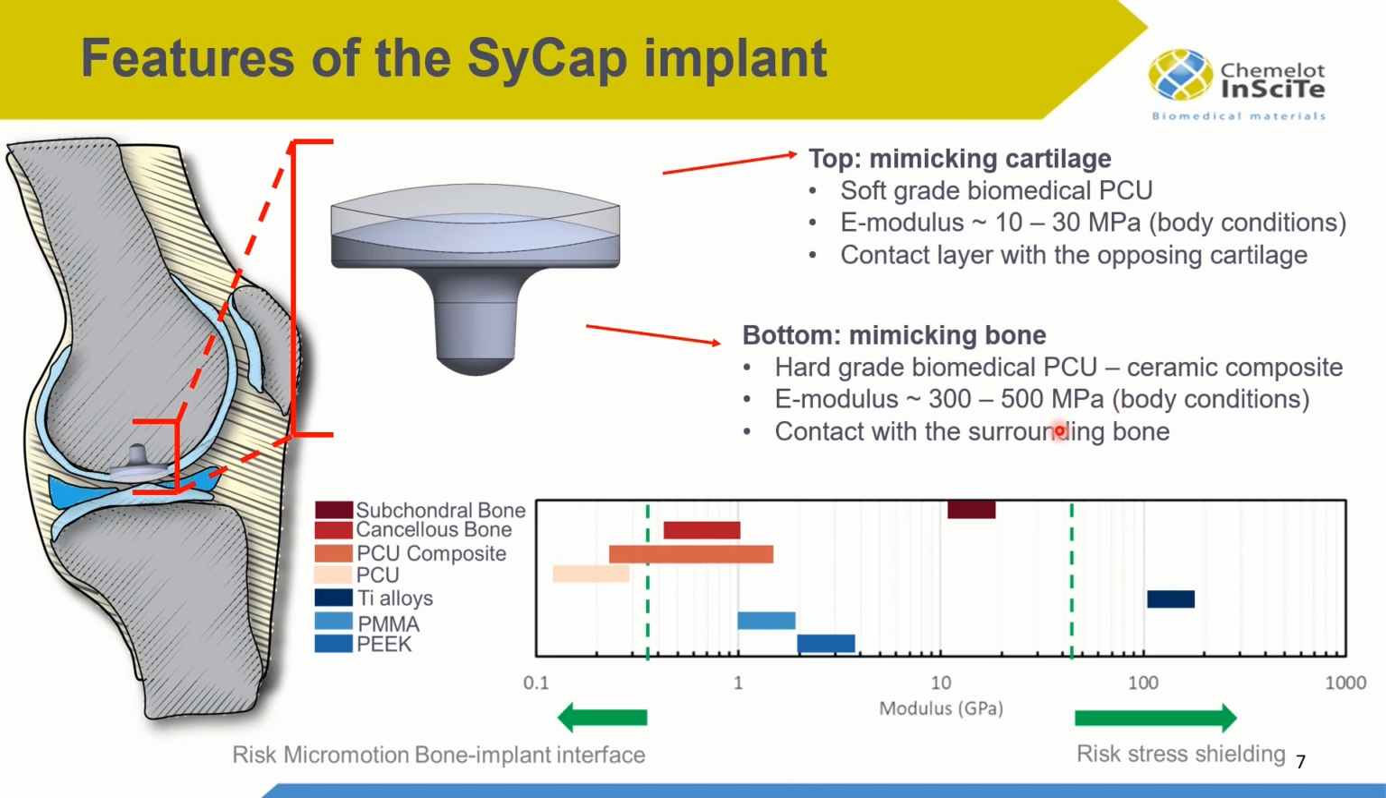Alternative to those implants, the SciCap project team suggests a two-layer fully polymer implant, as you can see from the schematic representation here. The top layer of this implant has mechanical properties close to cartilage, while the bottom layer has properties close to bone. The elastic modulus of the bottom layer can be tuned in order to prevent excess micro motion, which can lead to loosening of the bone.